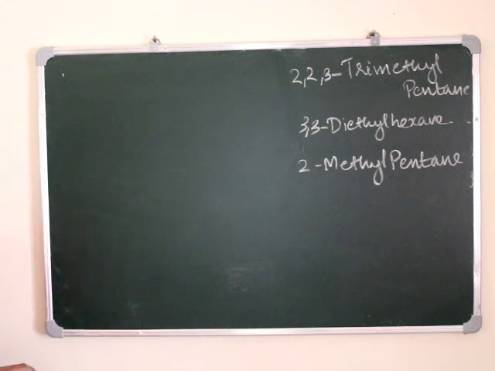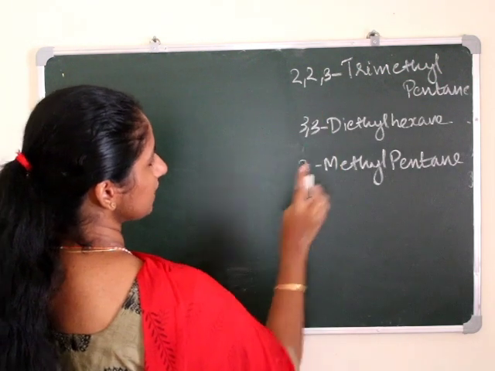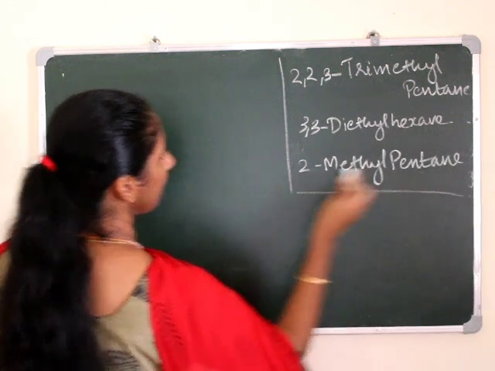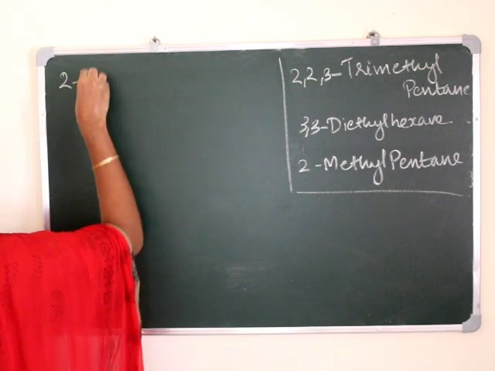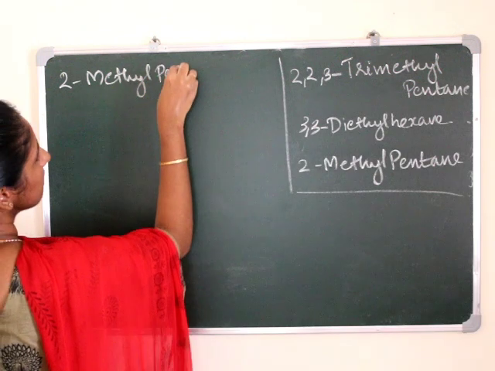Okay. So let's take this as the first example: 2-methyl pentane. 2-methyl pentane. Right.